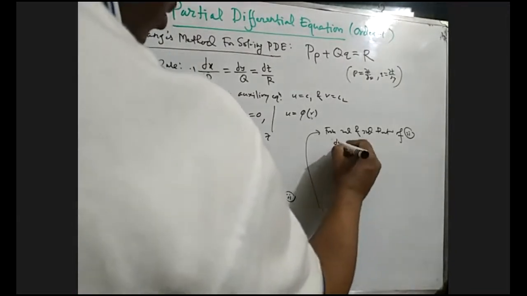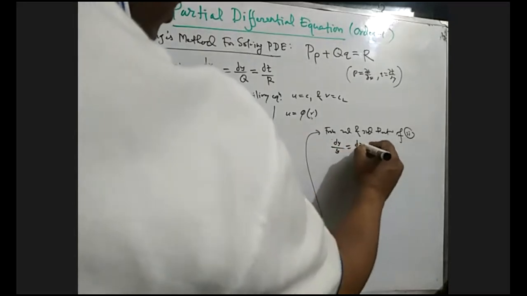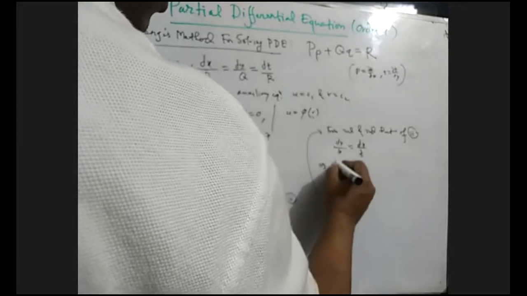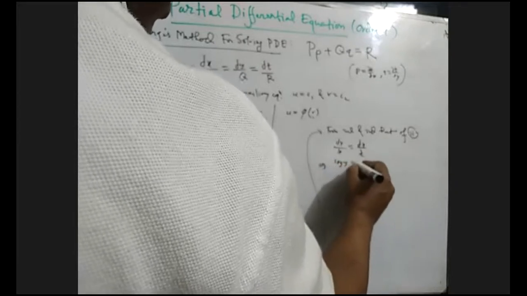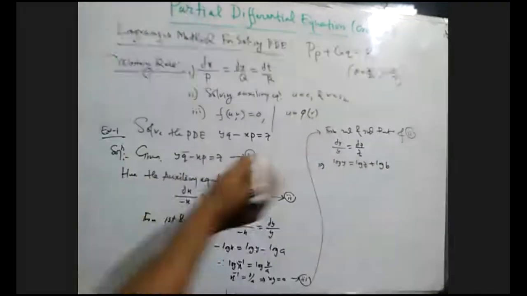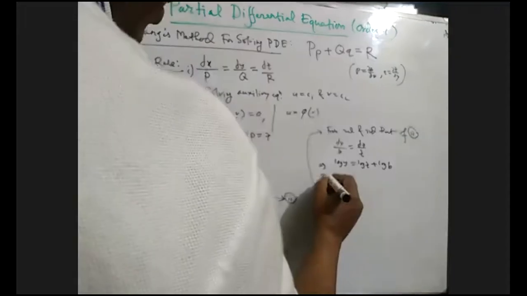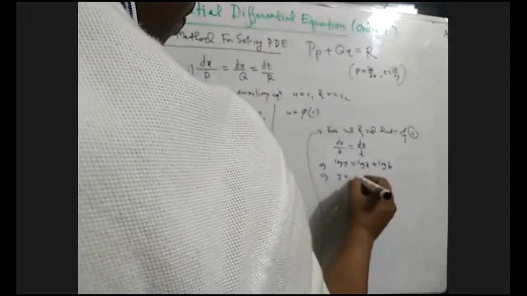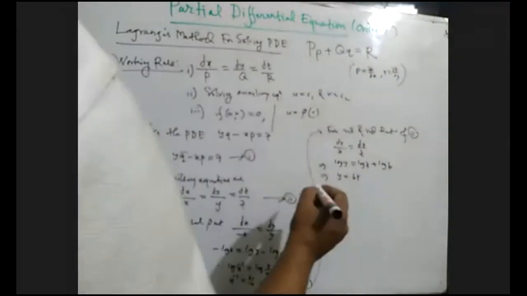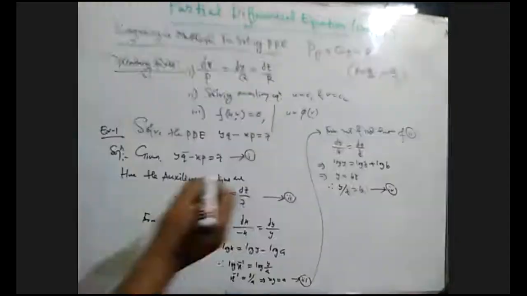Now from the second and third part of 2, dy divided by y equals to dz divided by z. Now integrating on both sides, log y equals to log z plus log b, taking another integral constant. So from here we can write y equals to bz. That means y by z equals to b. Equation number 4.